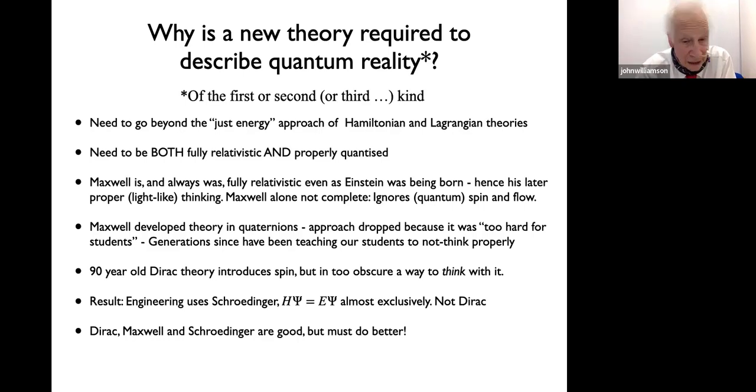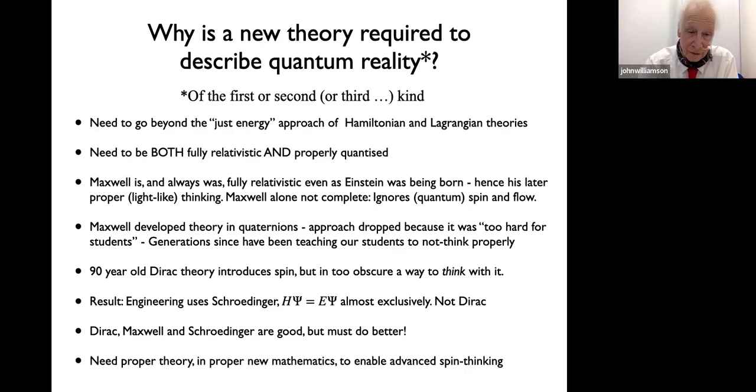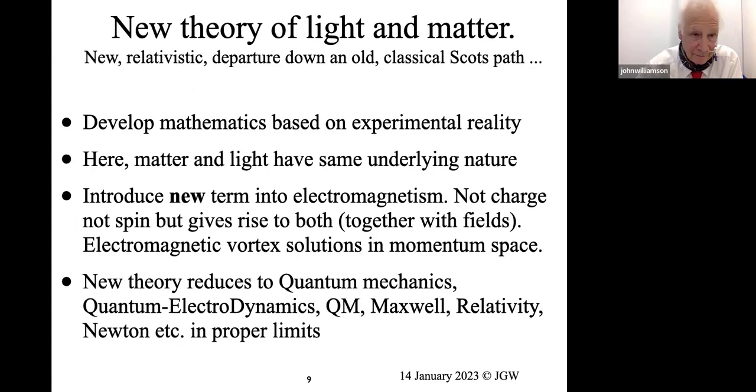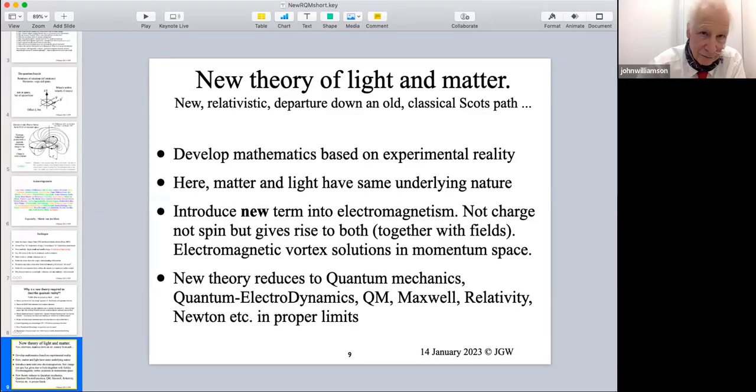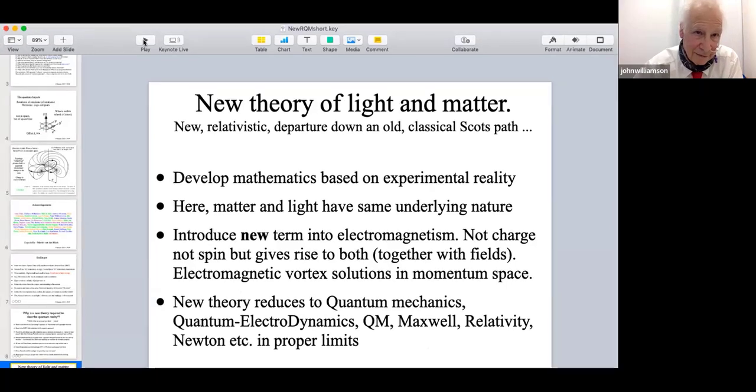So Dirac, Maxwell, and Schrödinger theories are all good. They're all wonderful. And any theory we invent must reduce to them in the proper limits. They're good, but we have to do better. We need a proper theory in the relativistic sense, new mathematics to enable, amongst other things, proper spin thinking, quantum spin thinking. So I'm going to switch back to the other view, so I know what the title of this slide is, New Theory of Light and Matter. All right, I'll switch back again. See, a bit of a pain.